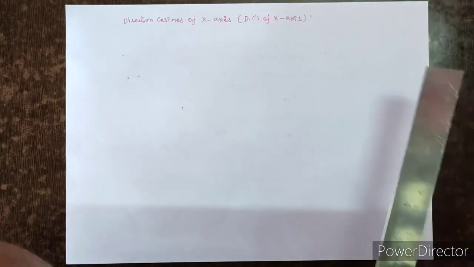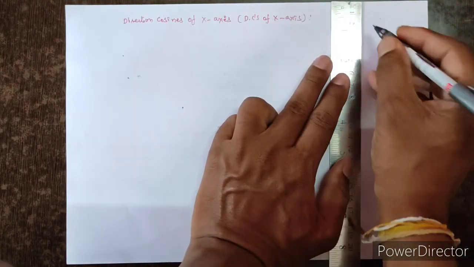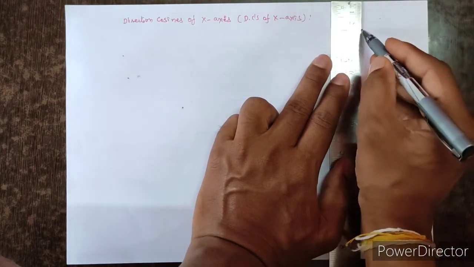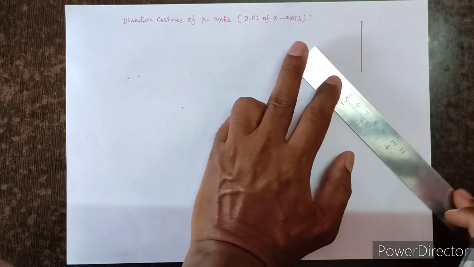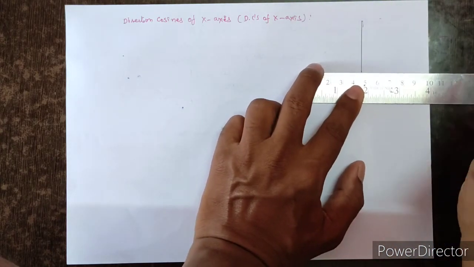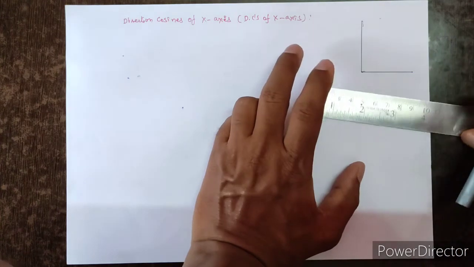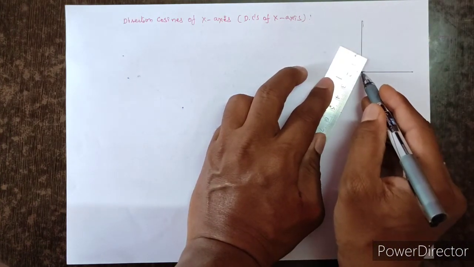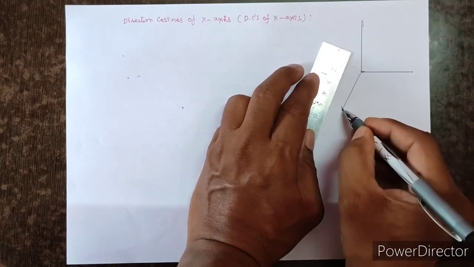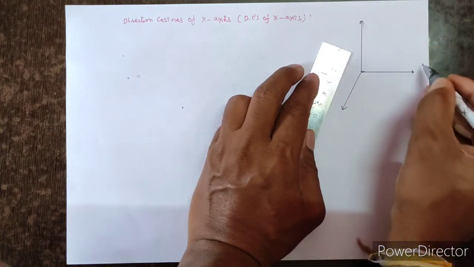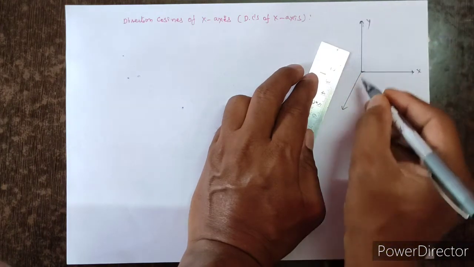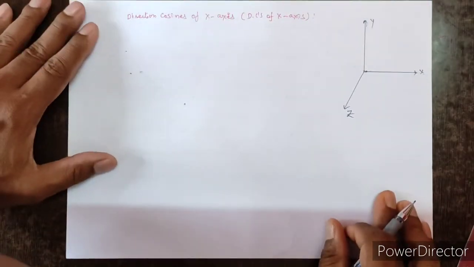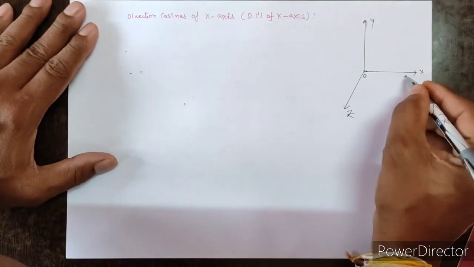Look at here. See, this is x-axis, y-axis, z-axis, coordinate axes x, y, z perpendicular to each other. This is the x, y, z coordinate axis. Now this is the OA ray.